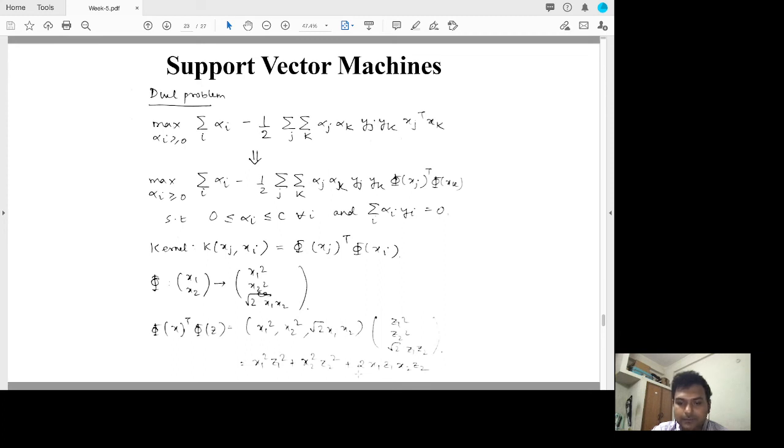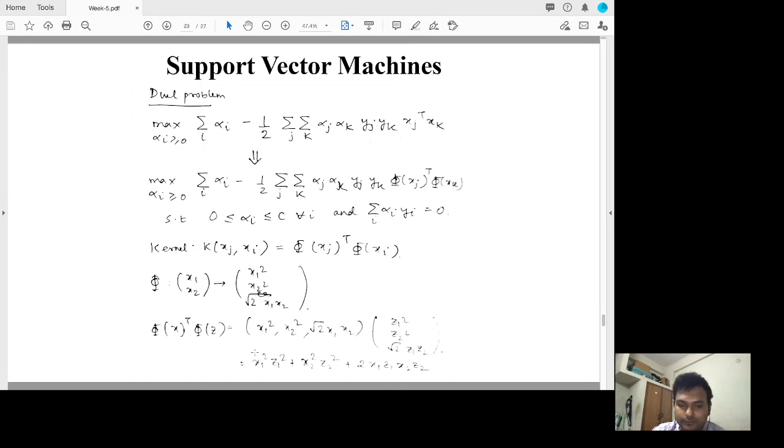What is this term that you have got in the bottom? I hope it's visible. It is x1 square z1 square plus x2 square z2 square plus 2 times x1 z1 into x2 z2. Can you write it in any short format?